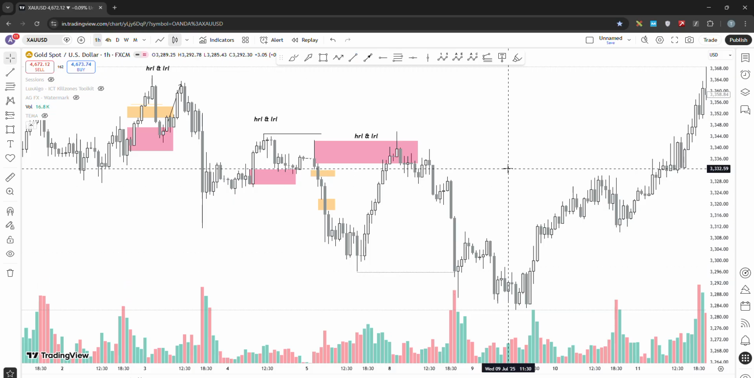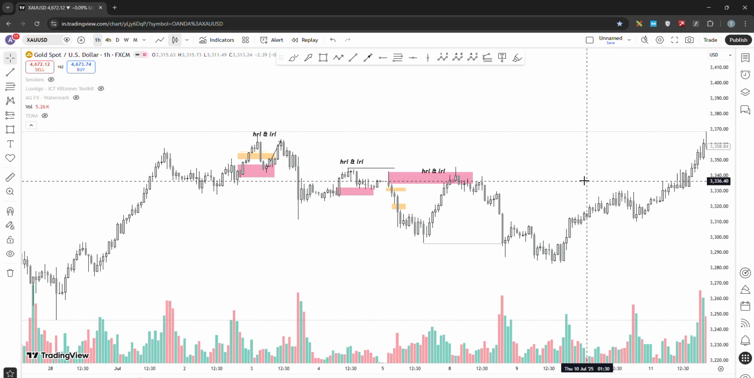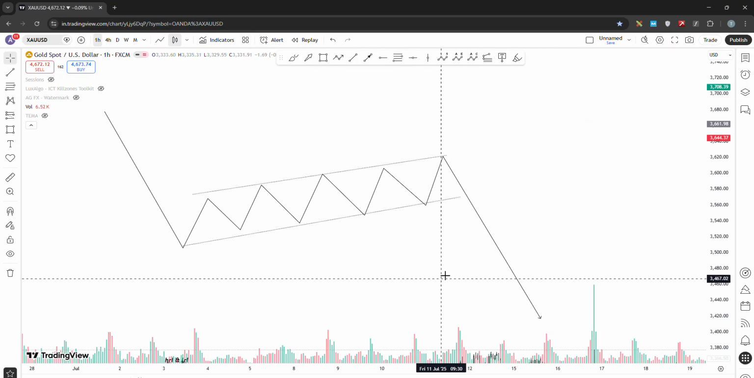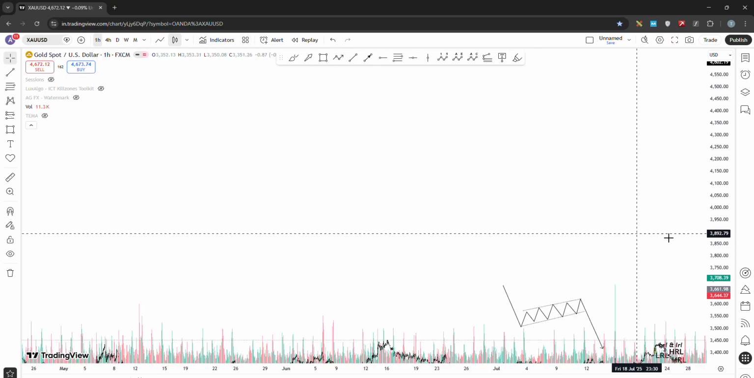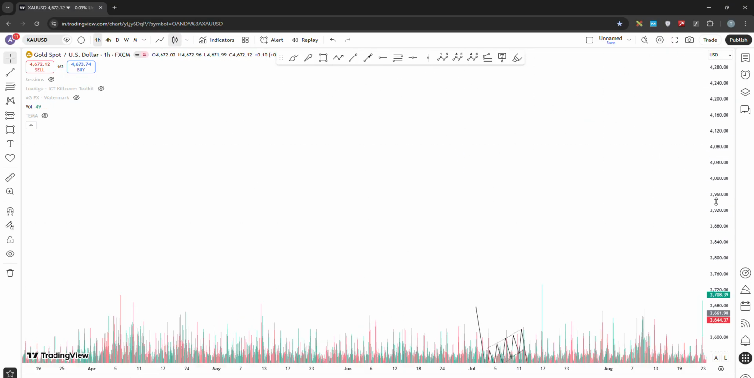So this is what a high resistance and a low resistance liquidity is. Very, very important to understand whether market can actually give a strong move or market is going to struggle before market targets that liquidity, which is going to be our target. Okay, so these are the most important kinds of liquidities that we see in the market. Okay, so that's all about liquidity.